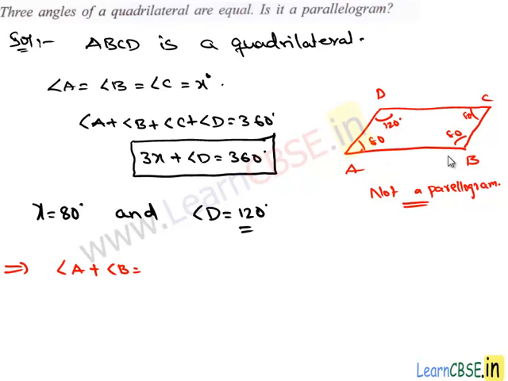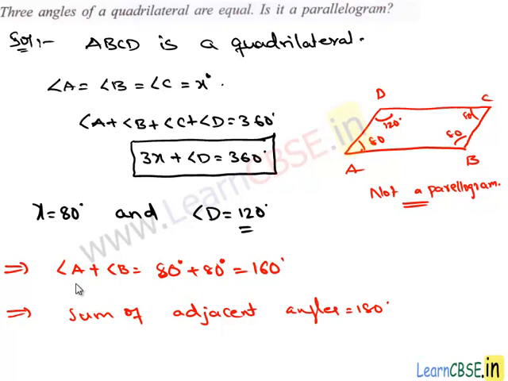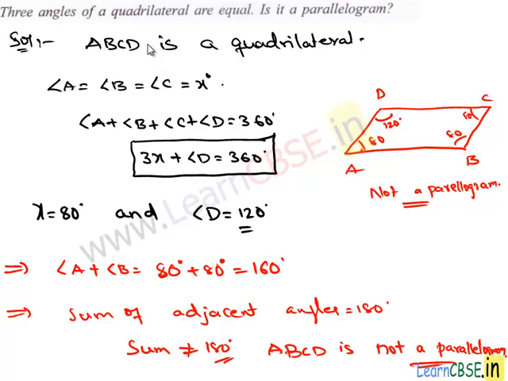It is because if we consider the sum of any two adjacent angles, let angle A and angle B, their sum is equal to 160 degrees. From the properties of a parallelogram, the sum of adjacent angles is 180 degrees. Since here the sum is not equal to 180 degrees, we say that ABCD is not a parallelogram. Therefore, it is not necessary for this quadrilateral to be a parallelogram.